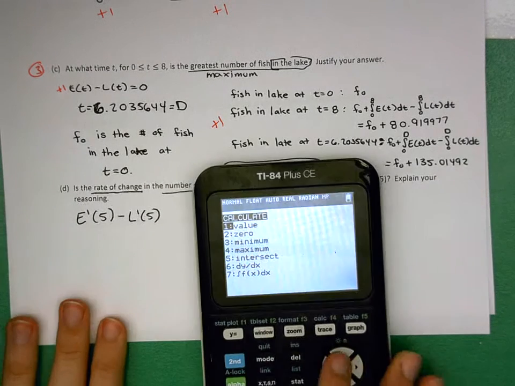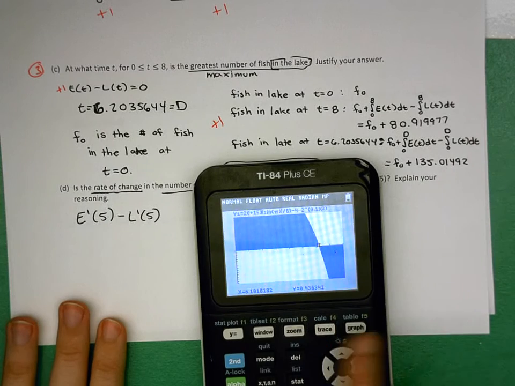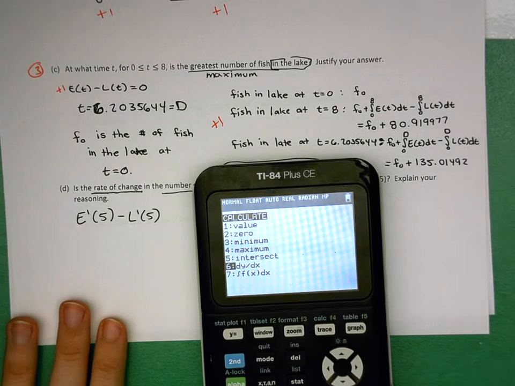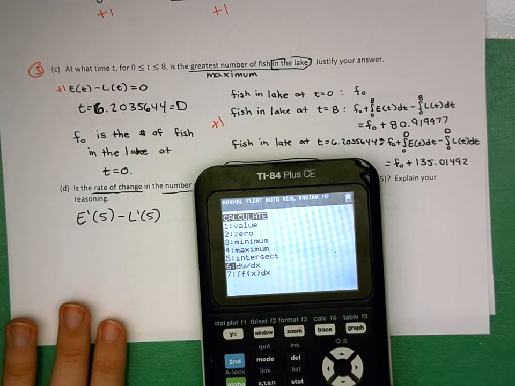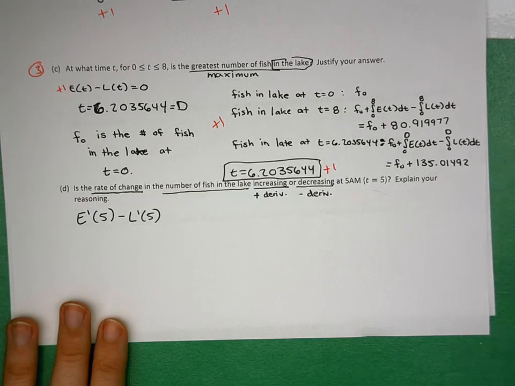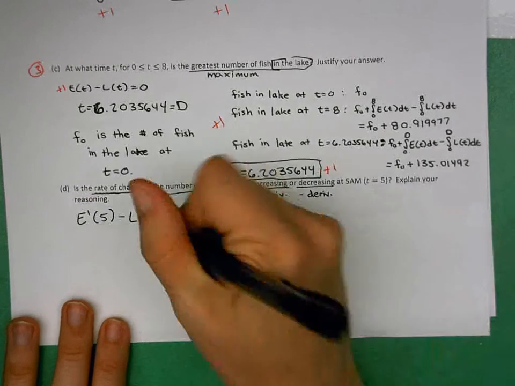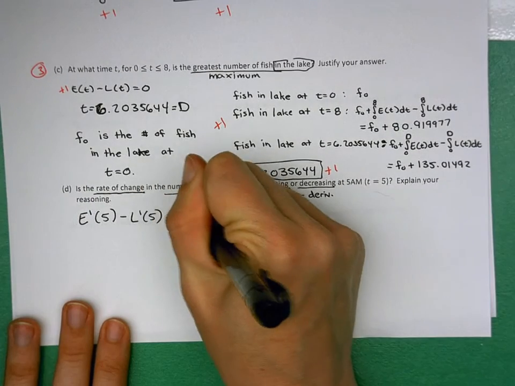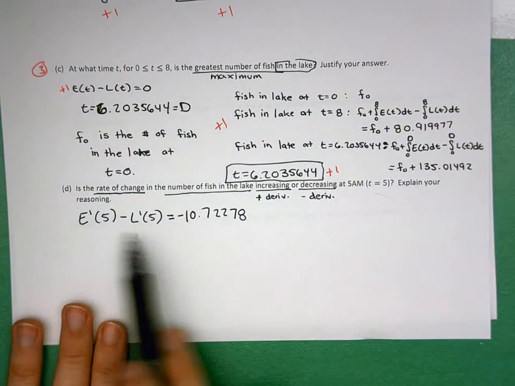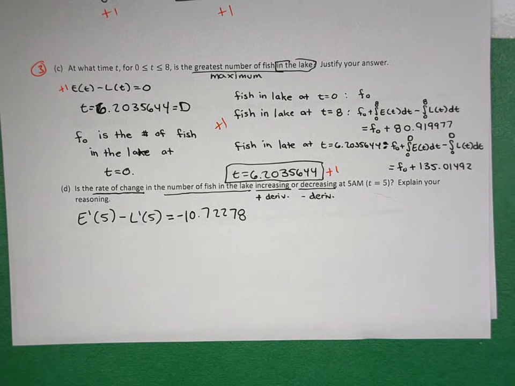A reminder that if you do have it graphed, you can do second calc or F5. Derivative is down here, and you can do the derivative of E minus L, which is what I have plugged into my calculator, and I'll get negative 10.72278. Okay, or maybe you understood this idea, but you're not getting that in your calculator. Like I said, let me know. I'm here to support you in whatever your hiccup is. Okay, and so is this increasing or decreasing?